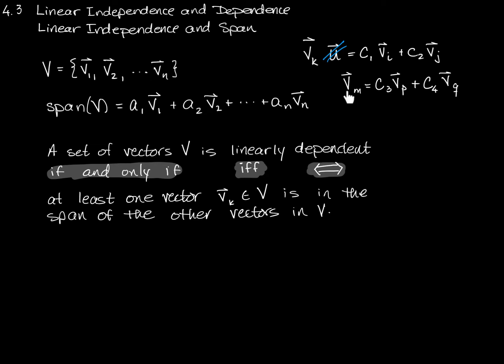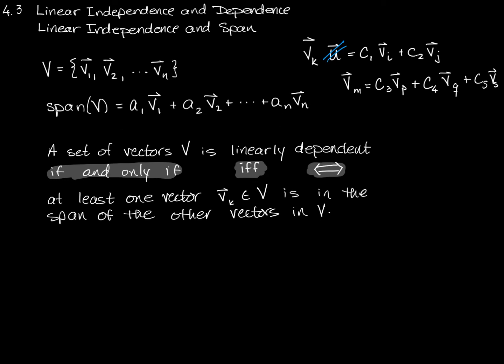If V sub m turns out to be another vector in here that's a linear combination of the other vectors, I could add a third one here, plus C sub 5, V sub s, for example. Doesn't have to be just 2, could just be 1. If I find other vectors in the set that are already linear combinations of the others, then I can remove them without changing the span, because the span is linear combinations.